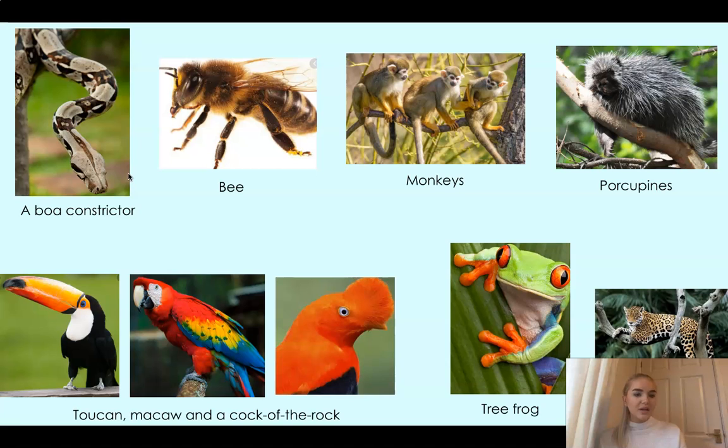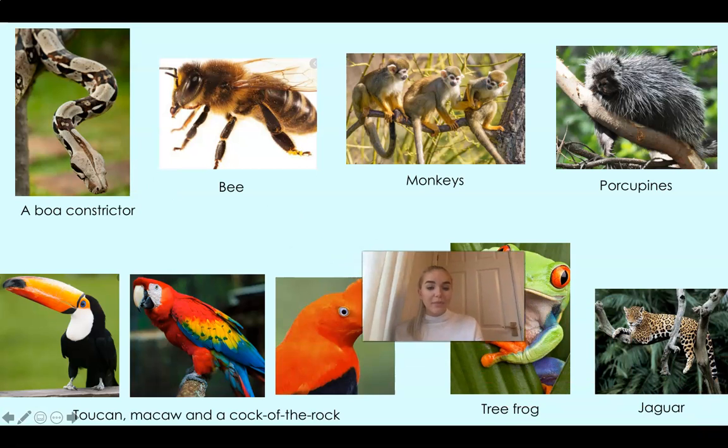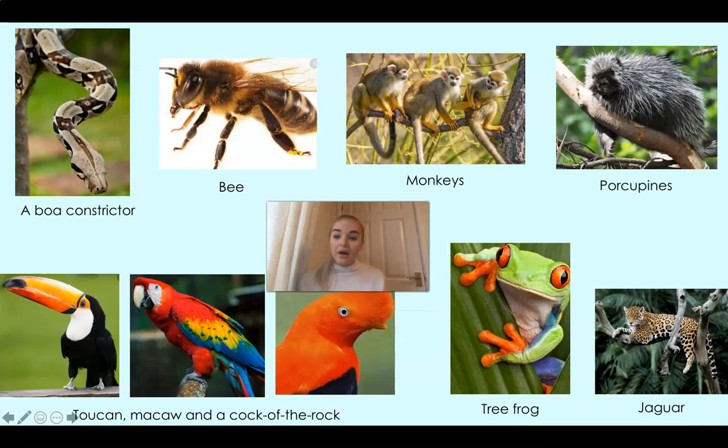Okay. Now, some more of the animals that we may have not considered is the boa constrictor, the bee, the monkeys, the porcupines, the toucan, macaw and a cock of the rock, the tree frog and the jaguar. So these are some of the animals from yesterday. There are a couple more that aren't on this slide, but this is just refreshing you on the different animals that were talking to the man who was trying to cut down the tree and trying to persuade him really to not cut down the tree.